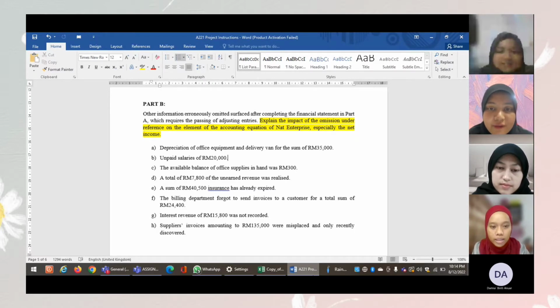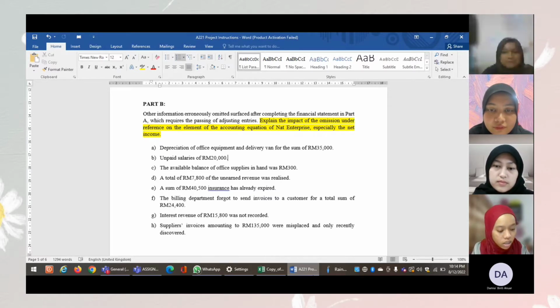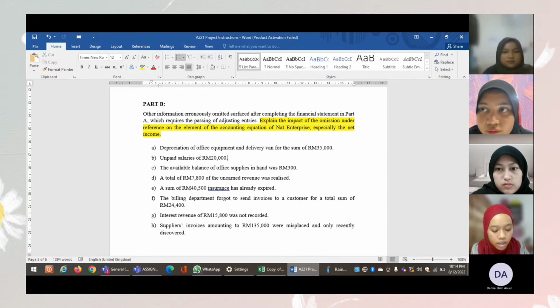Okay, so I start with the question. Other information erroneously omitted surfaced after completing the financial statement in Part A, which requires the passing of adjusting entries. Explain the impact of the omission under reference on the element of the accounting equation of net enterprise, especially the net income. So we have to explain why the question.